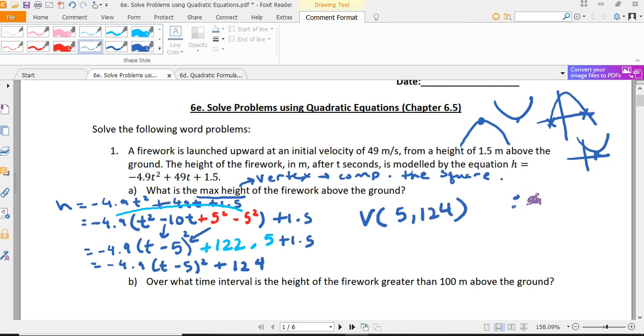Therefore, the max height is 124 meters. Now, it didn't ask here, but what if it asked, what is the horizontal distance to reach this maximum height? You would say it's 5 meters.